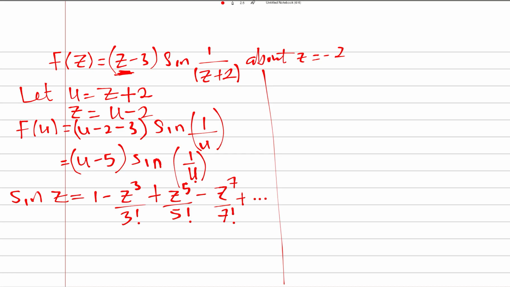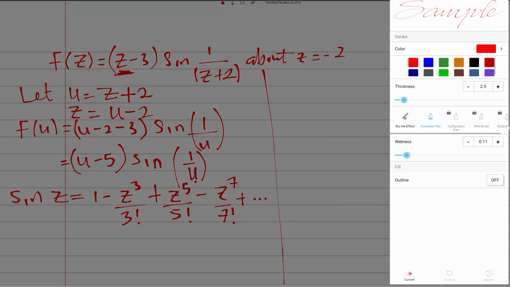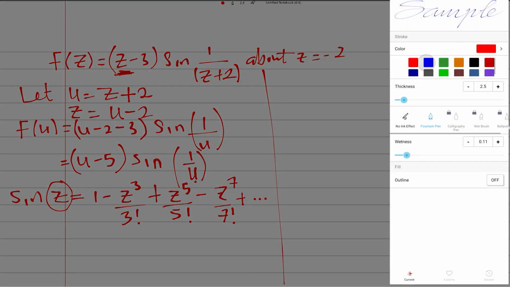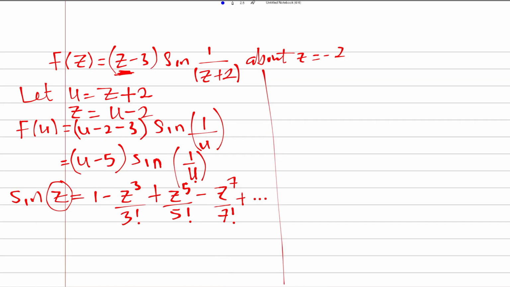So now we are going to apply it. Our z here is 1 over u. I hope you are following what I'm doing. Our z is 1 over u, so instead of z, it will now be 1 over u. That means our sine 1 over u will now be equal to what?